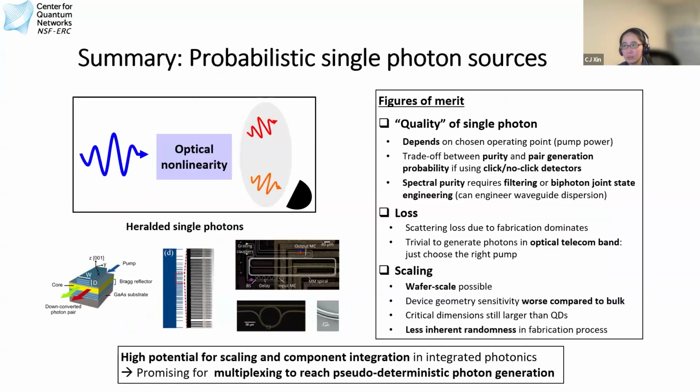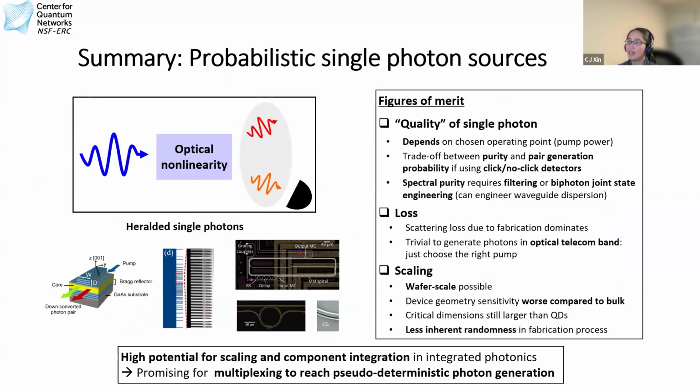And so here's a summary for probabilistic single photon sources. I've left out all the stuff about bulk here. The only aside is that there's a high potential for scaling and component integration in integrated photonics, which means that it's promising for doing multiplexing to reach pseudo-deterministic photon generation.